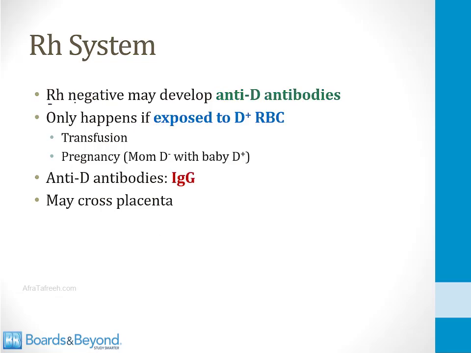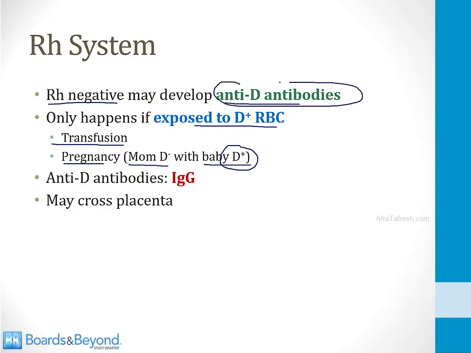When an individual is Rh negative, that person can develop anti-D antibodies. But this doesn't occur naturally like it does with the ABO system. This only happens if an Rh negative person is exposed to D positive red cells. The 2 major ways by which this occurs are, first of all, through a blood transfusion, and secondly, through pregnancy. If a mother is D negative and she has a baby that is D positive, some of those D positive red cells from the baby can enter the maternal circulation, especially at the time of birth, and that can lead to the mother becoming sensitized and developing anti-D antibodies.